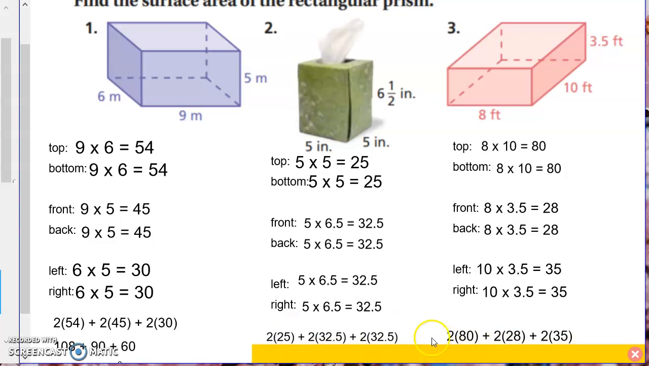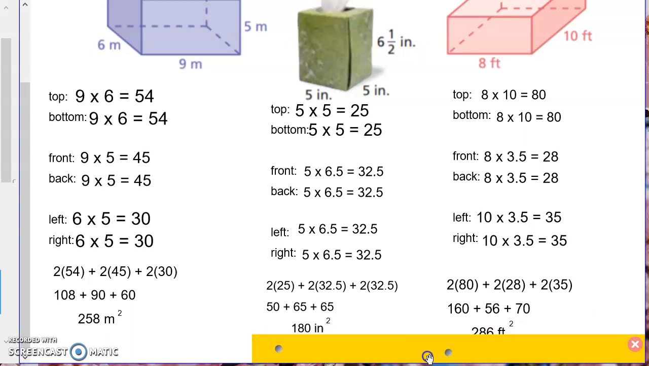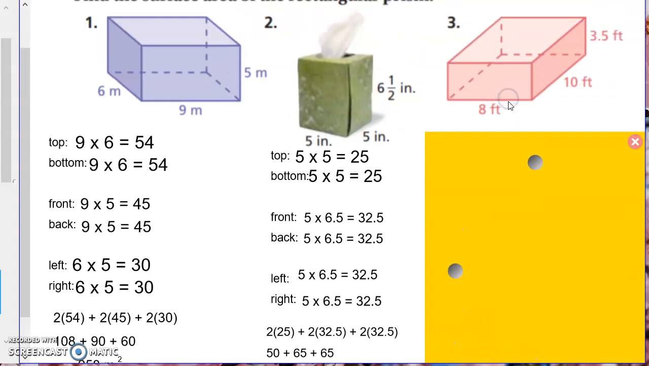So then to simplify my answer, I have to do 2 times 25 for these two, 2 times 32.5 for those two, and 2 times 32.5 for those two. That gives me 50 plus 65 plus 65, and that gives me an answer of 180.